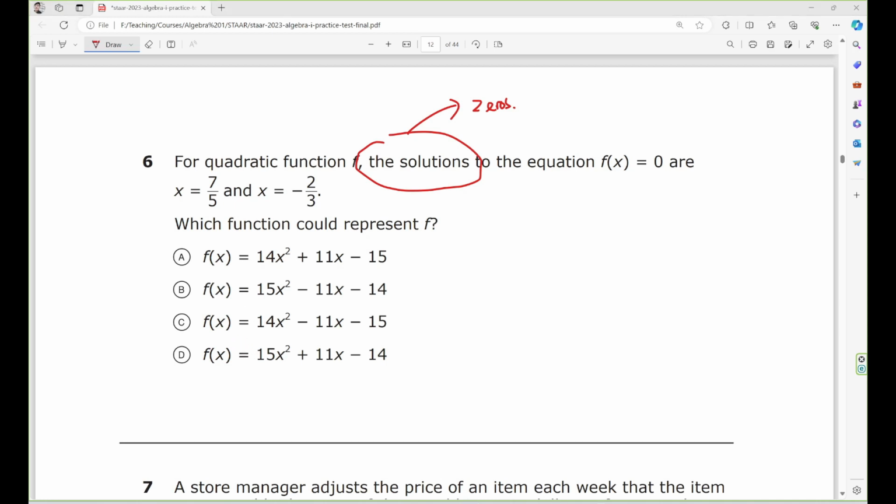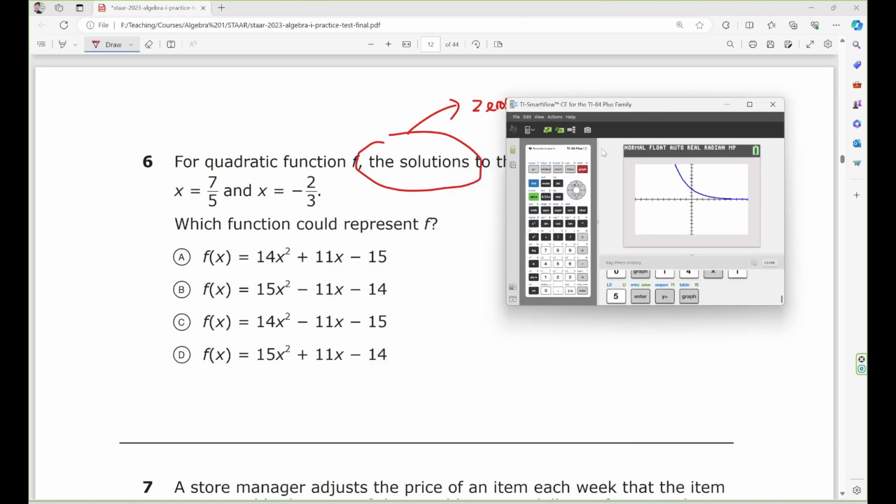Alright, so let's see. Y equal, now I put this one, 14s squared plus 11s minus 15. Alright, you hit graph. Now you need to find 0 right here. You see that? You hit second trace. Number 2.